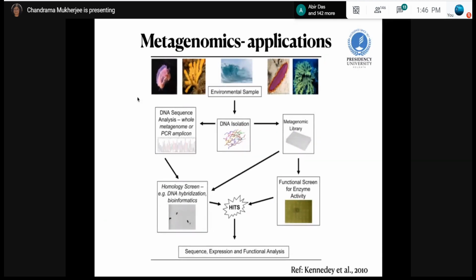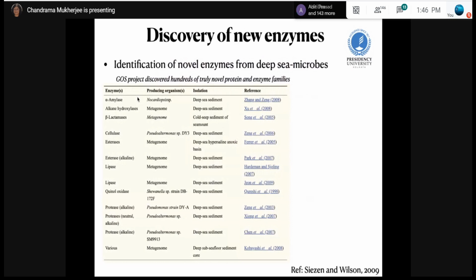Using this technique, a lot of novel enzymes have been identified. You can see from this table that using this metagenomic approach, different ocean sampling projects have identified more than 100 enzymes from deep sea microbes.